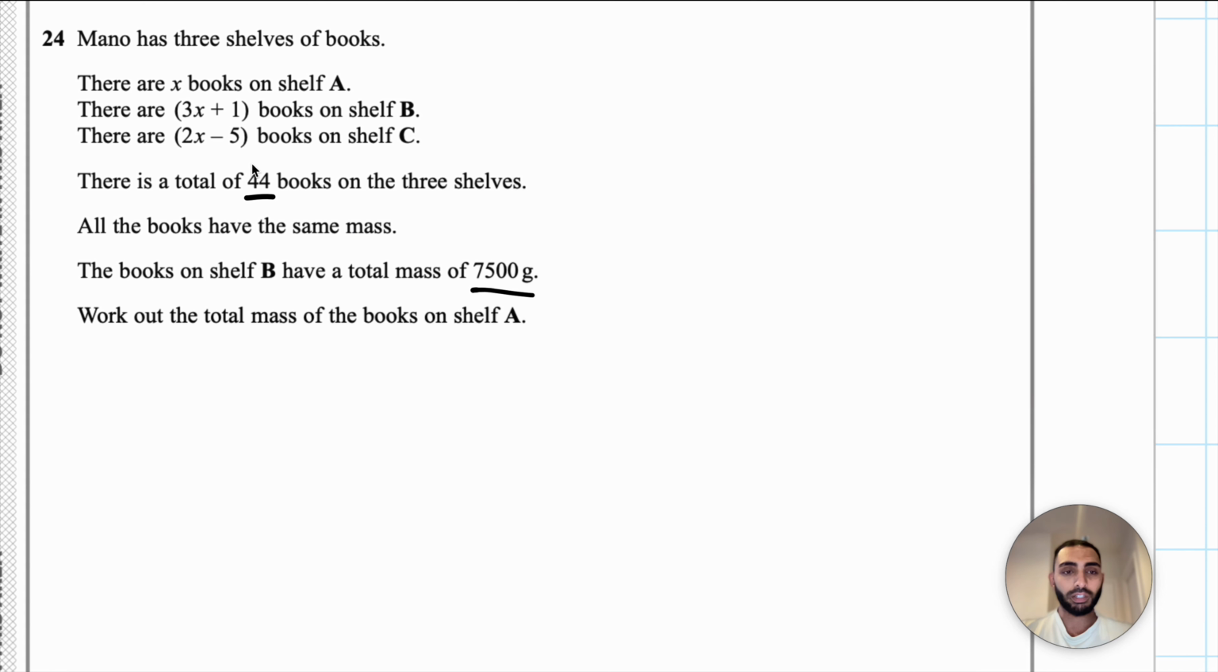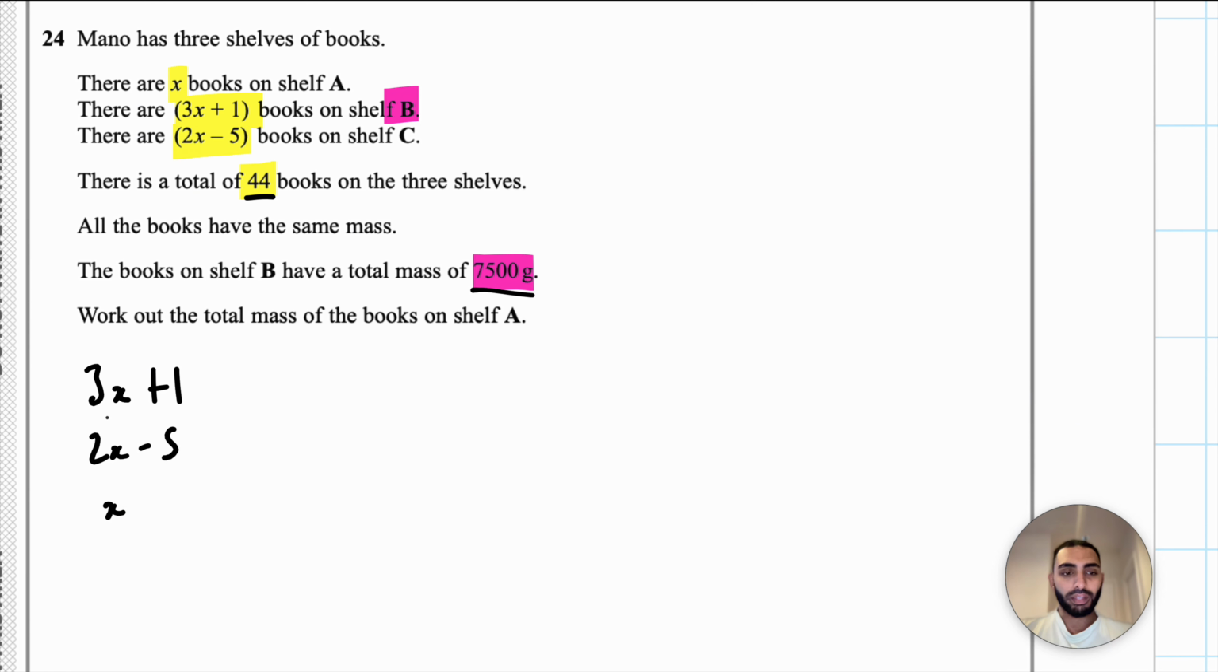So the first thing that we're going to need to do is figure out how many books there are altogether. I need to create 2 equations. One of the equations will be concerning how many books we have. And the second equation, once we find out how many books we have on shelf B, we can create an equation that figures out how much each book weighs. Let's first figure out how many books are on each shelf. We've got 3x plus 1. I'm just writing that first to make it a little bit easier. 2x minus 5 and x.